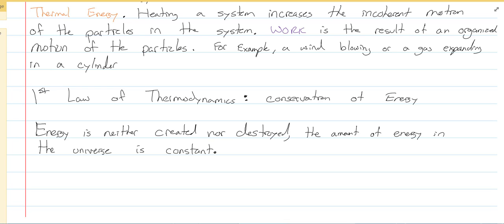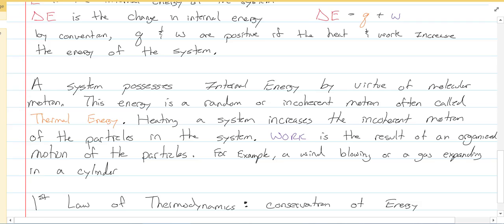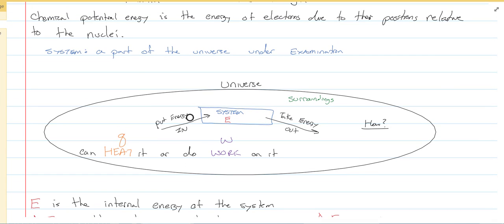If we look back at this picture, the universe, closed system, the system has internal energy, and I can put energy in from the surroundings or take energy out to the surroundings. That's the first law of thermodynamics. All the energy in the universe is constant.